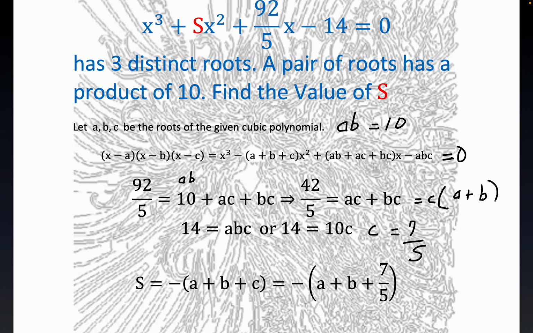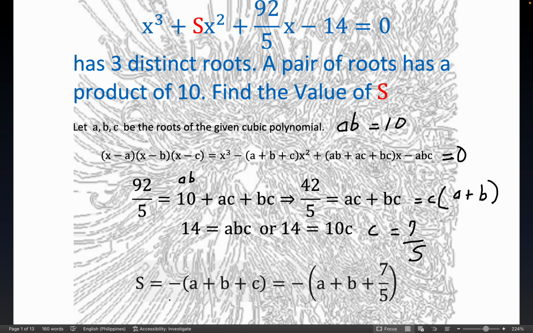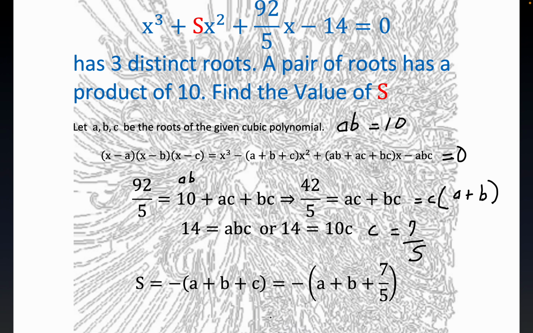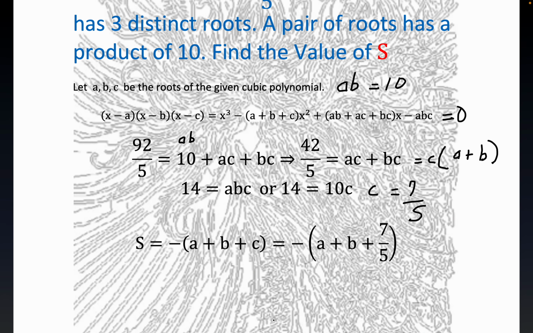Okay, and that's equal to 42 over 5. But notice what happens here. Let's just fill it in right here. We would have negative, okay, minus. Now let's write down exactly what we have here.